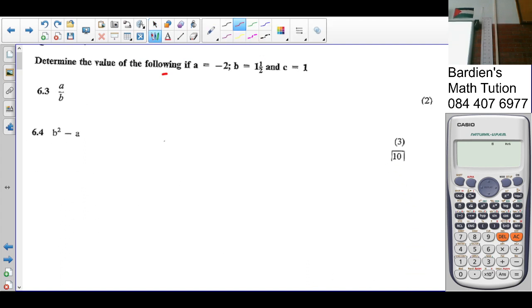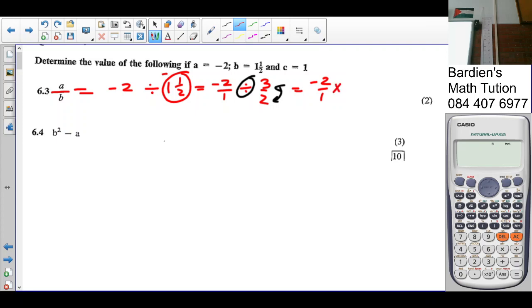Alright, so what do we have here? A is -2. What does this line mean? Divide. -2 divided by 1.5. So it's -2 over 1. First you must change to improper, divided by 3 over 2. Now we change this to multiplication. We tumble and times, which is -2 over 1 times 2 over 3. Now what? Negative times positive is negative. 2 times 2 is 4. 1 times 3 is 3. You all agree with that? Yes, sir.